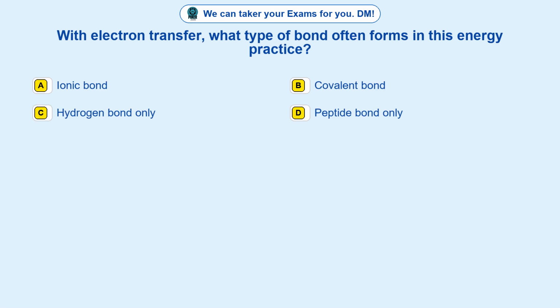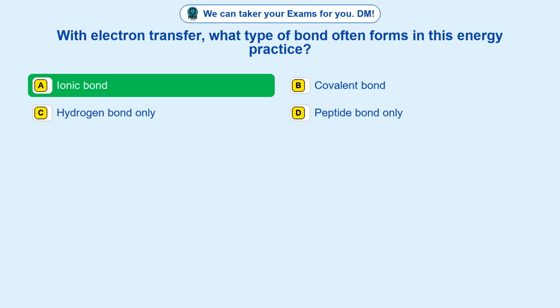Question 33. With electron transfer, what type of bond often forms in this energy practice? Option A, ionic bond. Option B, covalent bond. Option C, hydrogen bond only. Option D, peptide bond only. The correct answer is option A.